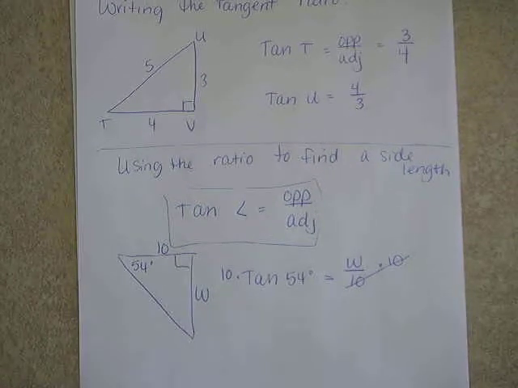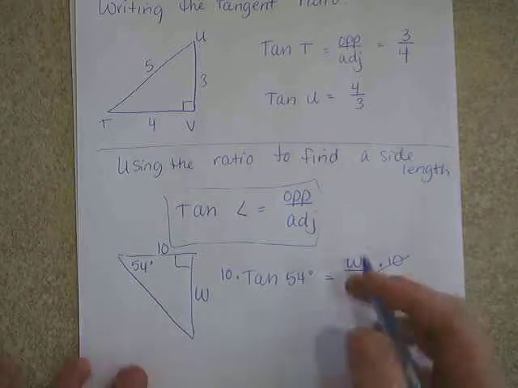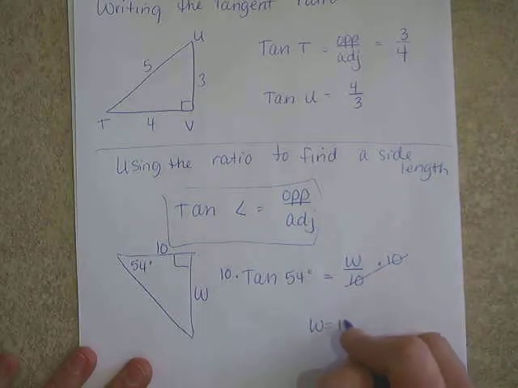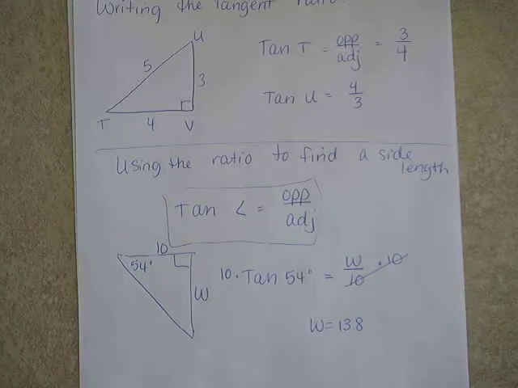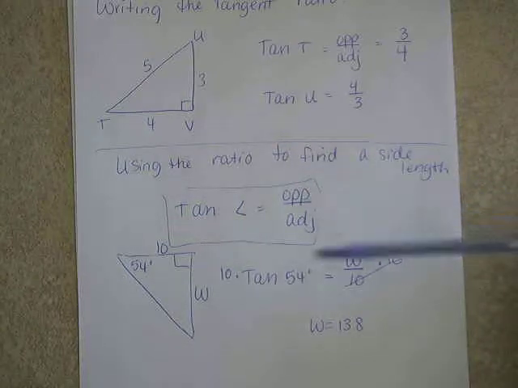Now here's where the calculators can be a little bit different. If you have the type of calculator that allows you to put in 10 tangent 54, you can enter it just like that. It'll give you the answer, it should be 13.8. So W should be 13.8 when it's rounded.